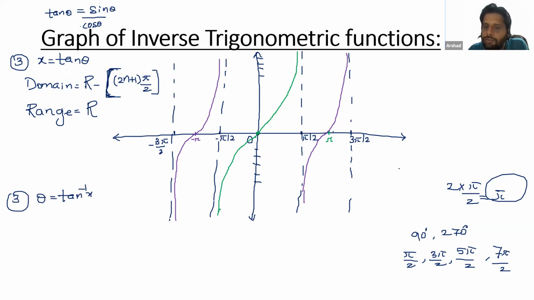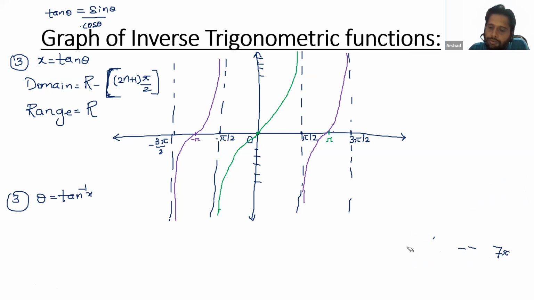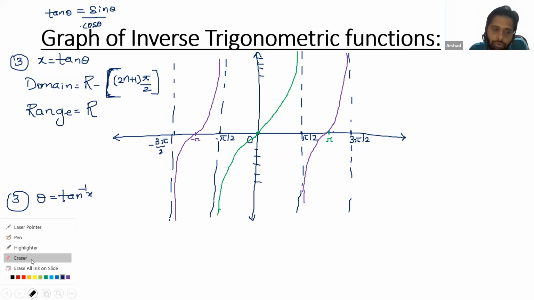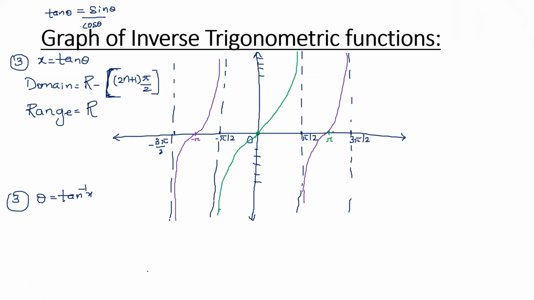What principal branches? I have shaded the portion with green line. So we need to take the green line only. So I will draw the graph for you. So how are we finding the graph for tan inverse x? How I'm going to find this? The graph for tan inverse x. So let me draw this first.